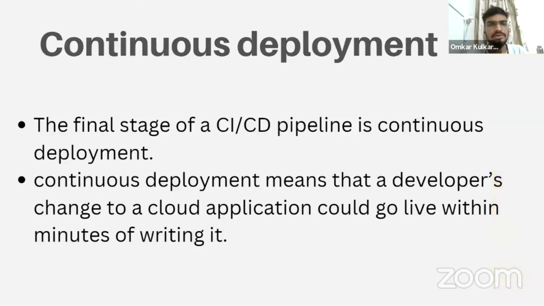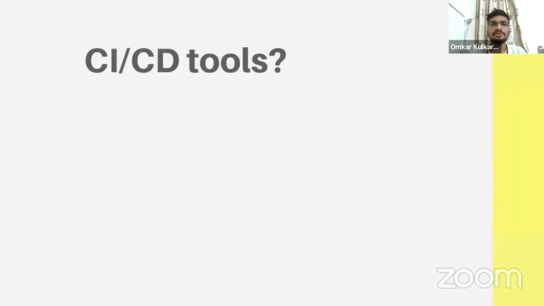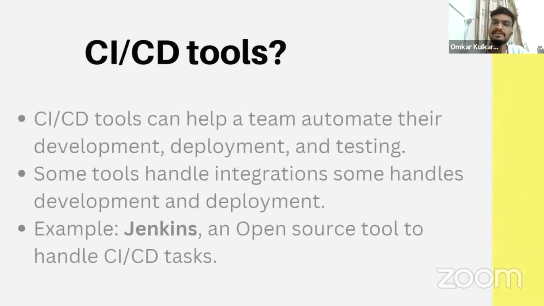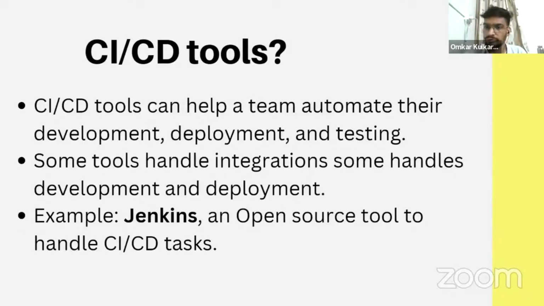Now, the CI/CD tools. What are CI/CD tools? CI/CD tools are tools which help a team automate their development, deployment, and testing. Some tools specifically handle the integration side, some handle the development side, and some handle the deployment side. One very popular example is Jenkins, an open source tool for handling all the CI/CD tasks. You can check it out and use it.